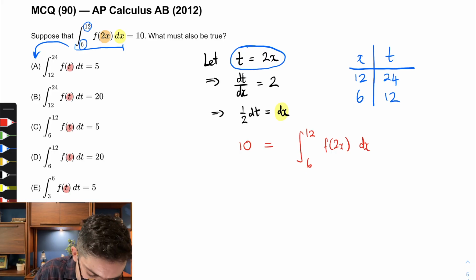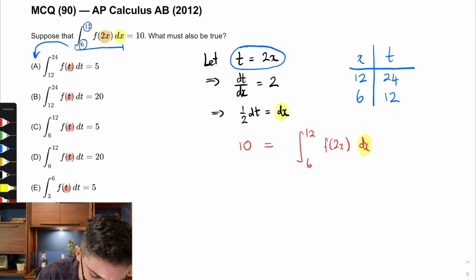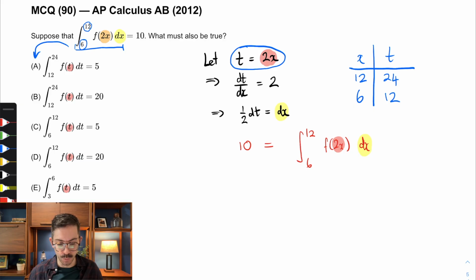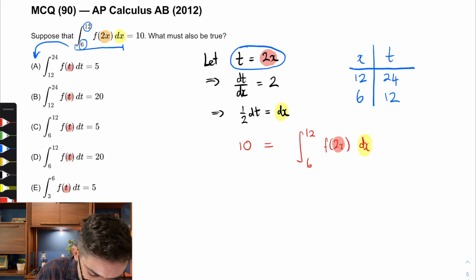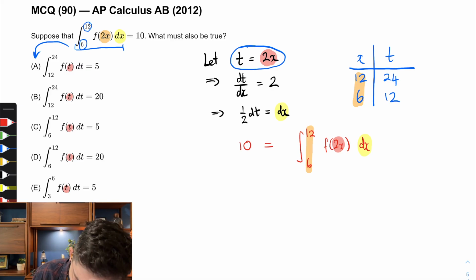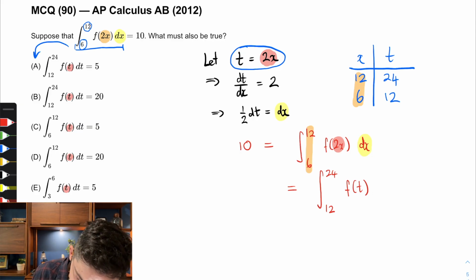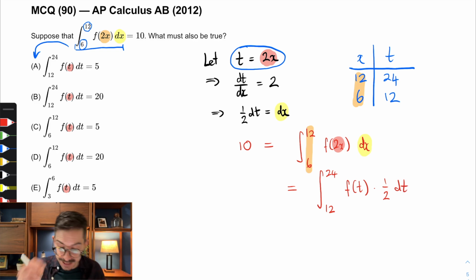Well, let's see. I have that dx quantity right there that I'm going to replace with 1/2 dt. I have this 2x quantity that I'm going to replace with just plain old t. And then I have these limits, 12 and 6, that I'm going to replace with 24 and 12. So when I do this substitution, 6 goes to 12, 12 goes to 24, 2x goes to plain old t, and dx gets replaced with 1/2 dt.